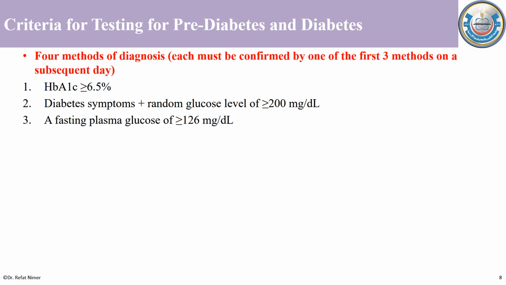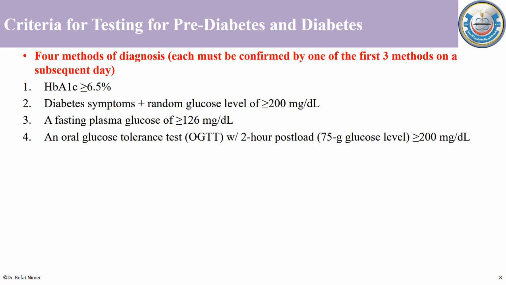Fasting blood glucose level more than or equal to 126 milligrams per deciliter. Oral glucose tolerance test at 2 hours after loading 75 grams of glucose, level more than or equal to 200 milligrams per deciliter. Patients with the following criteria have pre-diabetes. So with all of these above 4 points, the patients definitely have diabetes mellitus.